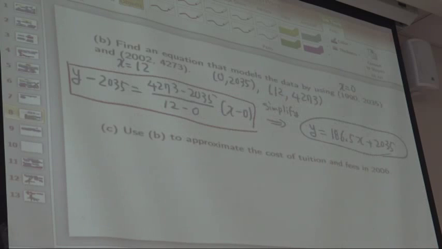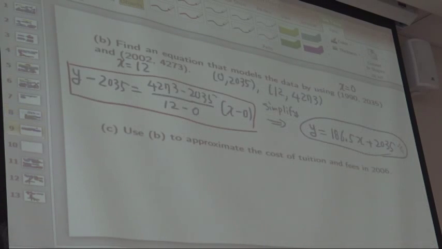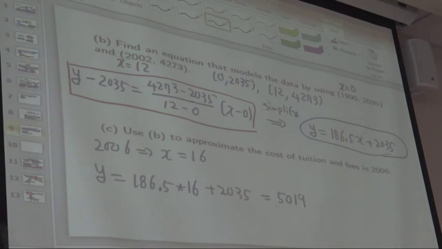So let's use this model to approximate the cost of tuition and fees in 2006. Now here we don't have any data for 2006, right? So let's use this model to predict the tuition in 2006. 2006 corresponds to x equals 16. So plug in 16, then we have y equals 186.5 times 16 plus 2035, and this is about 5019. And this is the tuition in 2006, an approximation by using our model.